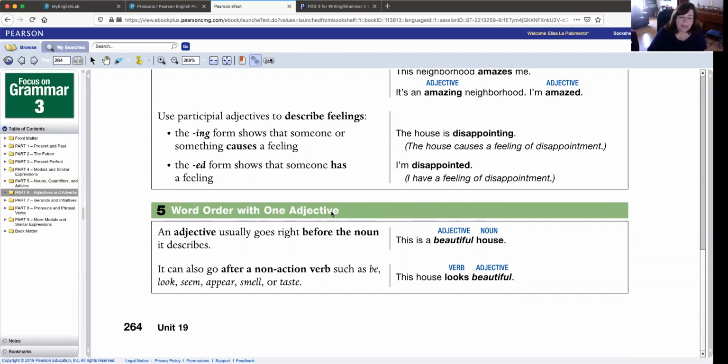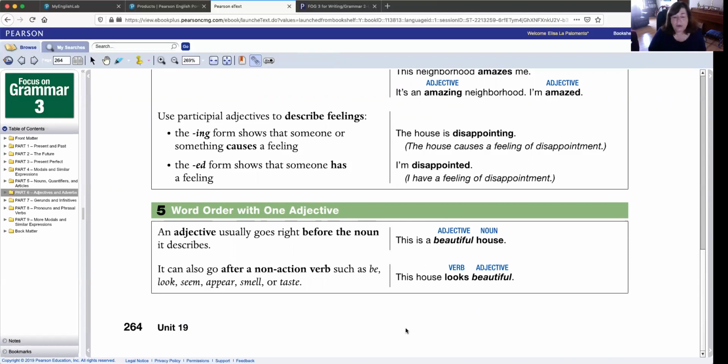All right, and this one is the word order with just one adjective. Okay, so when you have just one adjective, it's easy. I think you already know this. The adjective usually goes before the noun it describes. This is a beautiful house. Beautiful is the adjective describing the word house.